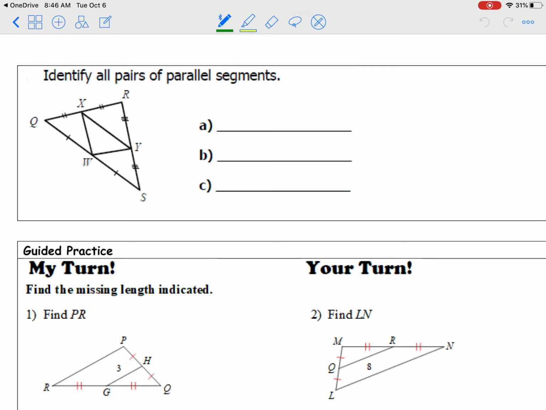It says identify all pairs of parallel segments. So again, XY is a midsegment and its third side is QS. So that's my first pair of parallel segments. XY parallel to QS.